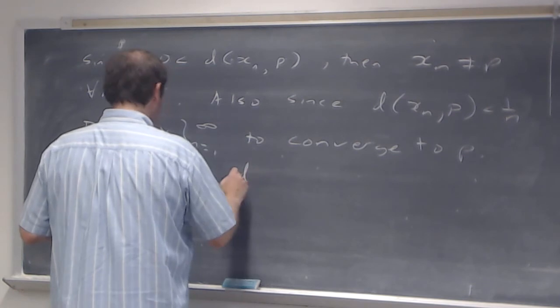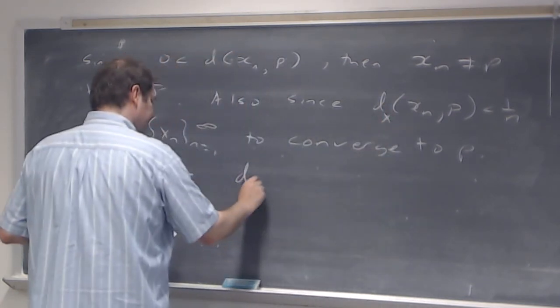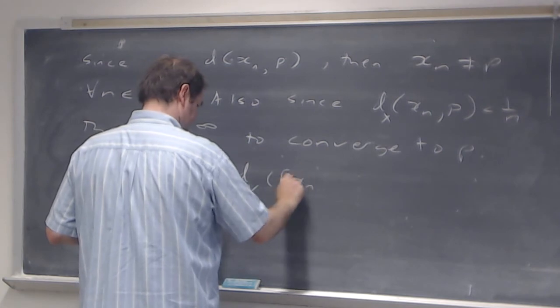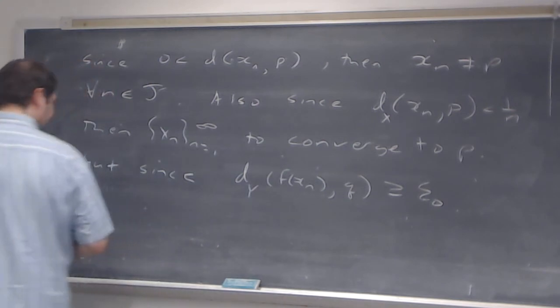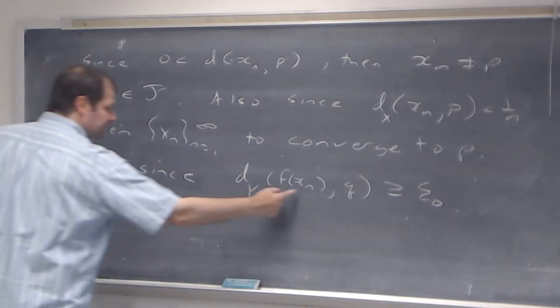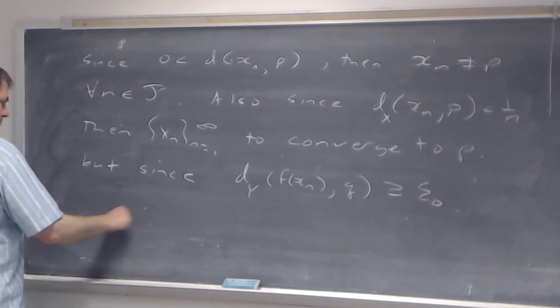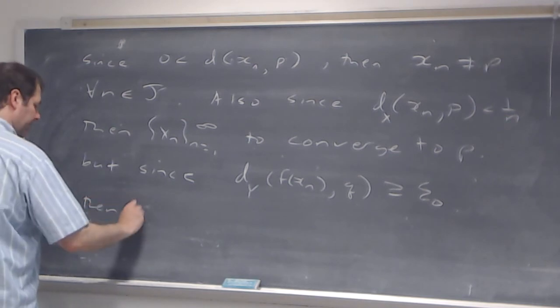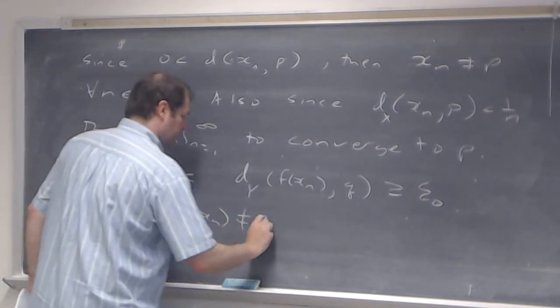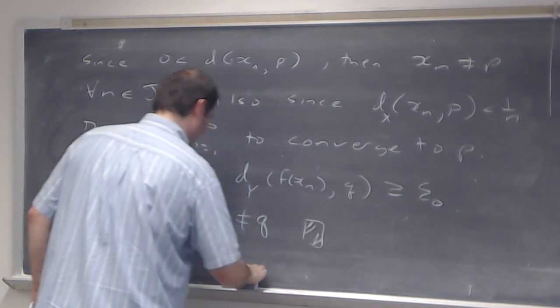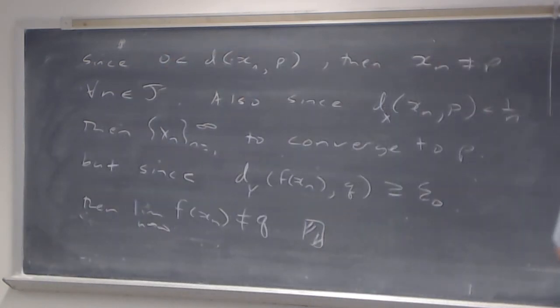But since the distance in Y between f of x sub n and q is always greater than or equal to this epsilon naught, the f of x sub n's aren't getting arbitrarily close to q. Then the limit as n goes to infinity of f of x sub n is not q. And that's what we wanted to do for the other direction. I'd like to list a corollary proof. Corollary, remember, is a result from what we just did.